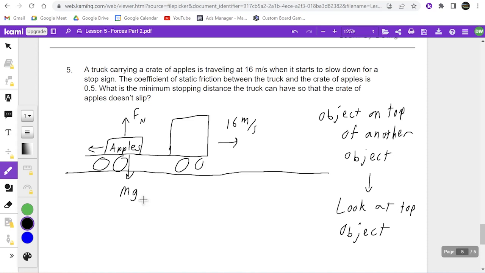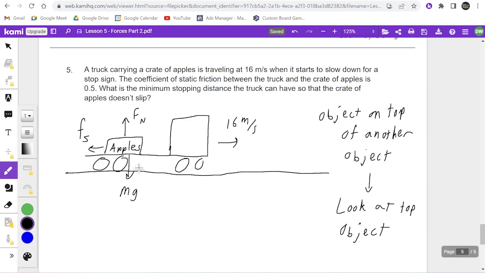You know when you slam on the brakes? What happens? When you slam on the brakes in the car, don't you want to go forward, but your seatbelt stops you? Why does the seatbelt stop you? Because the seatbelt is pushing in the opposite direction. For the same reason, this crate of apples wants to go forward. It wants to crash into the back of this wall. But it doesn't. Why not? Because of static friction pointing that way.